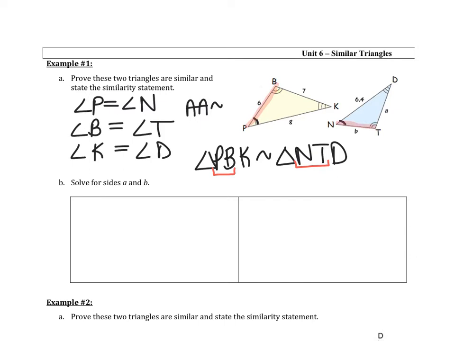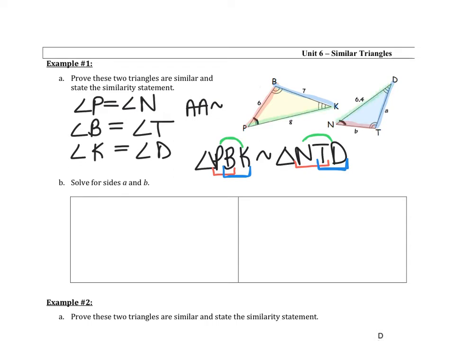What else do we have? BK, so position 2 and 3, corresponds to TD. BK is the 7 and TD is the A. And then the leftover one, the outsides, PK corresponds with ND. So the 8 and the 6.4.